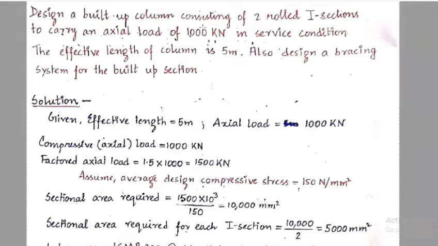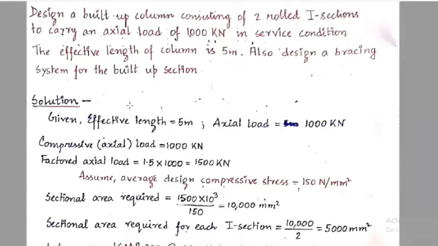Design a built-up column consisting of 2 rolled I sections to carry an axial load of 1000 kilonewton in service condition. The effective length of the column is 5 meters. Also design a bracing system for the built-up section. Now, what does this last line mean? It means that you have to design either a lacing system or a batten system. So for this design problem, we are going to adopt a lacing system as the bracing for the built-up column.